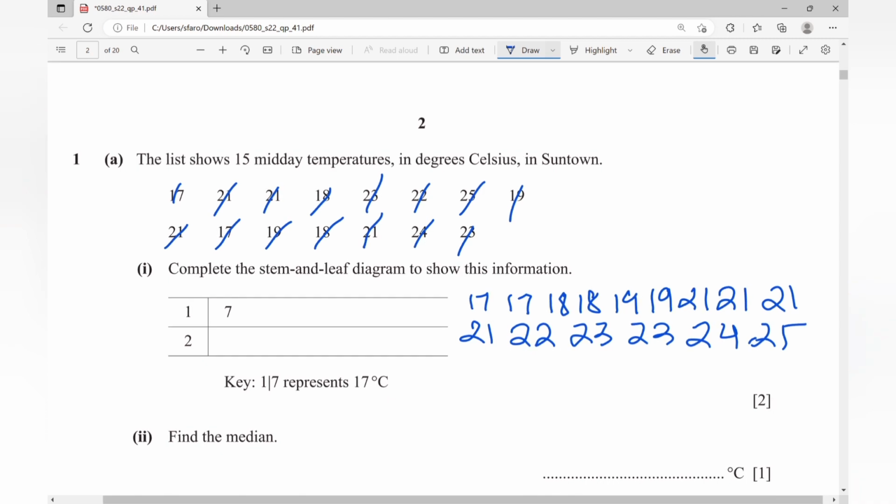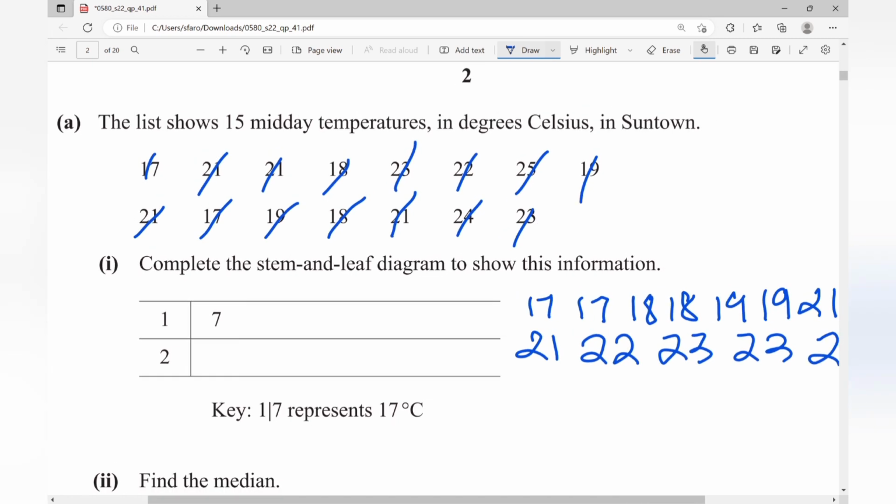Now that we have rearranged the numbers, I'll just have to put these numbers into the stem and leaf diagram. In the key it says that 1 line 7 represents 17. So I'll just have to write the second digit of each number. If the number starts with 1, I'll write it in the first row, and if it starts with 2, I'll write it in the second row. So we have two 17s, and 17 is already written, so I'll write the second one here.